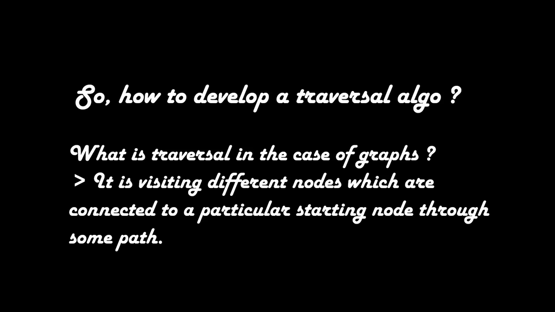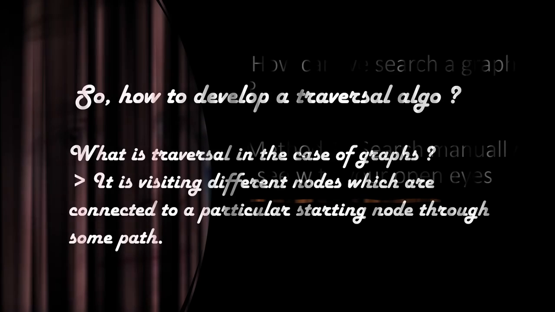So traversal is basically visiting different nodes which are connected to a particular starting node through some path. So basically visiting all those nodes which are traceable from the starting node. And now let's think how to develop a traversal algo.